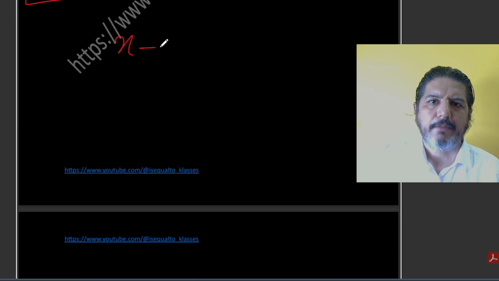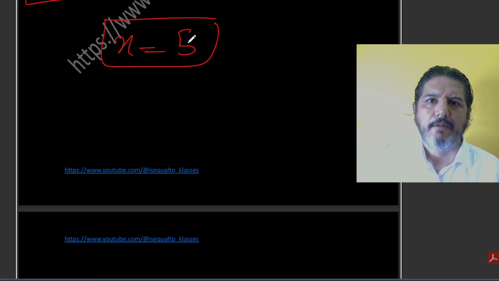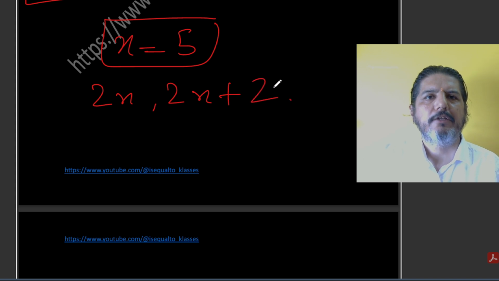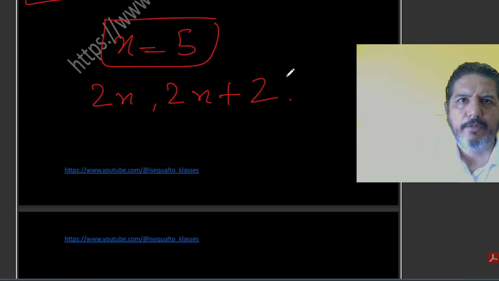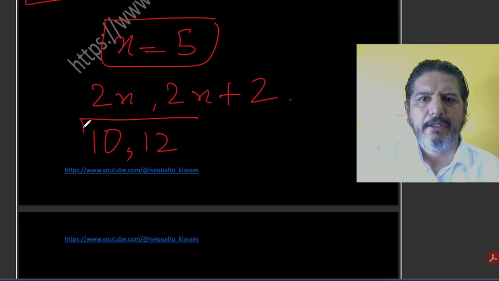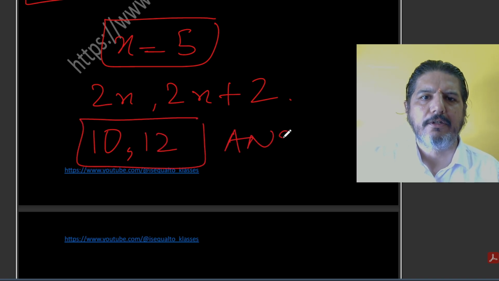Your x is 5. But this is not the final answer, because the numbers that you had assumed were 2x and 2x plus 2. These were the consecutive even numbers that you had assumed. So your final answer would be 10 and 12. This would be your final answer.